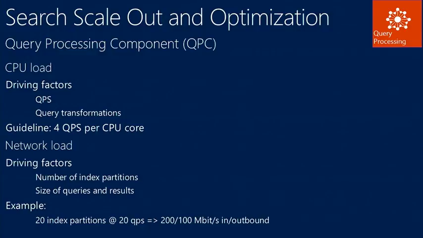This is an example there, 20 index partitions. That's a lot of index partitions. Typically, we'll give you 200 megabits per second in and 100 megabit per second out.